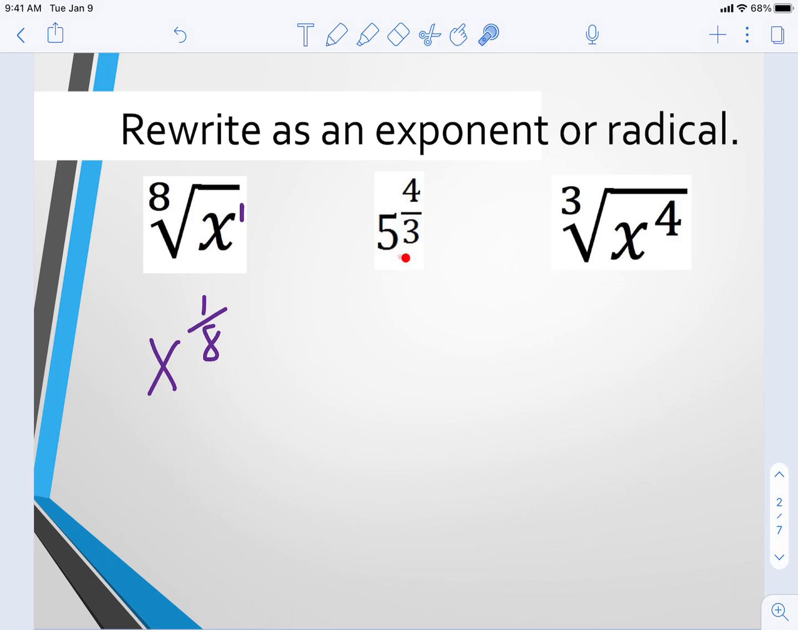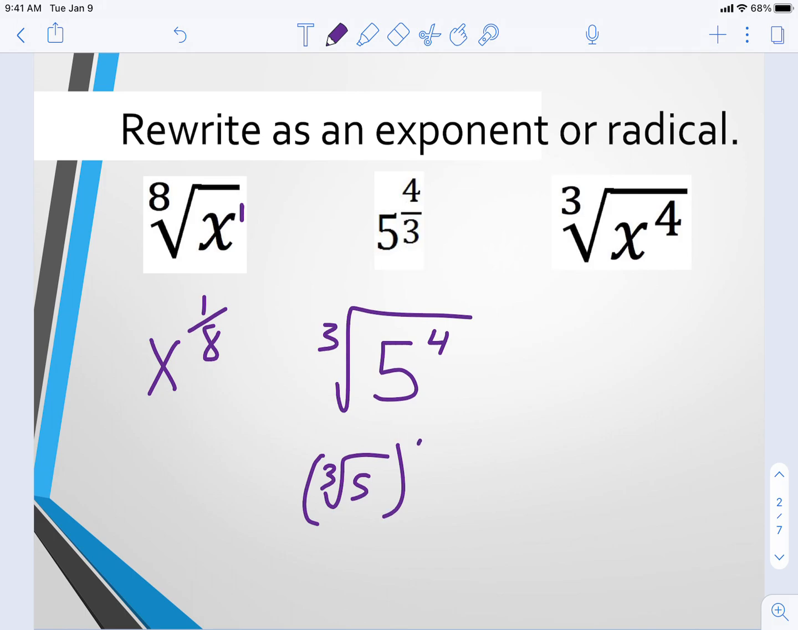Now the next one, go in the opposite direction. We've got to think, where does the numerator go, where does the denominator go? The denominator is the root, so there should be a 3 out in front here, and then the numerator is the exponent, so 5 to the 4th. That could also be the cube root of 5 with the 4 on the outside, but probably more likely you're using this one. All right, next one, similar to the first one, it is x to the 4/3.